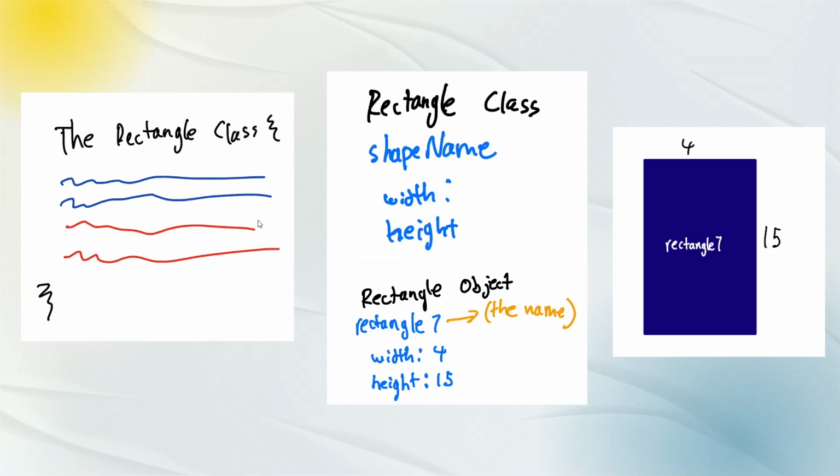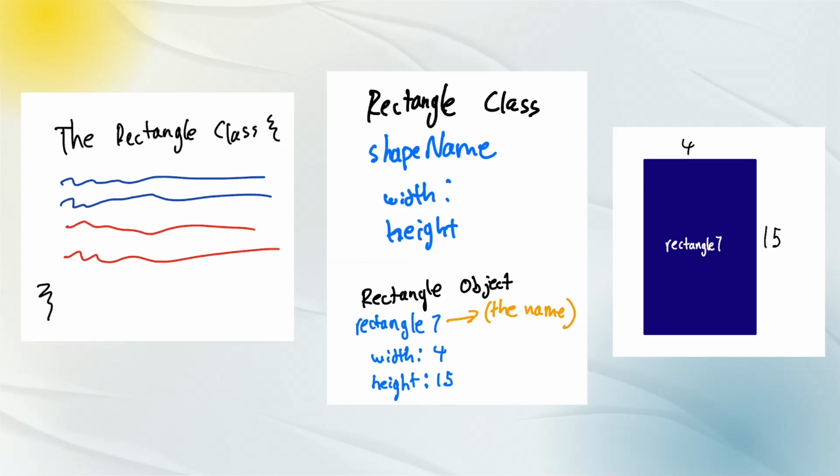A rectangle object is an instance of a class. So a rectangle class has a template for the shape name, it has a template for the width, and it has a template for the height. And a rectangle object would be an example of that template.